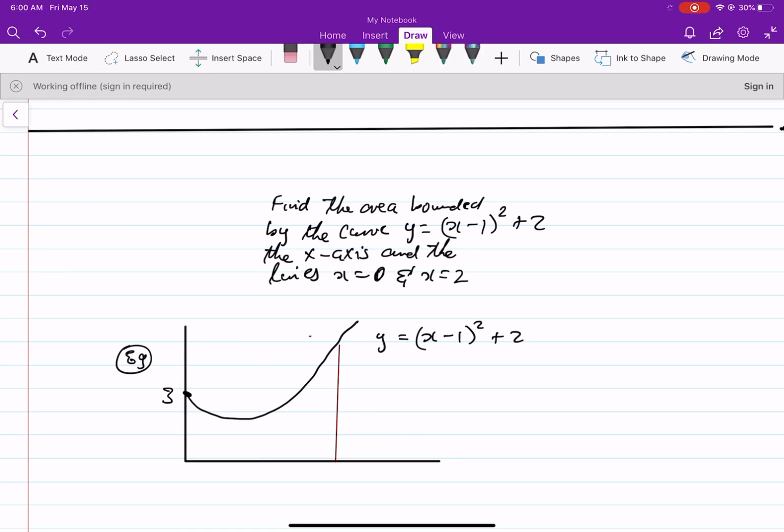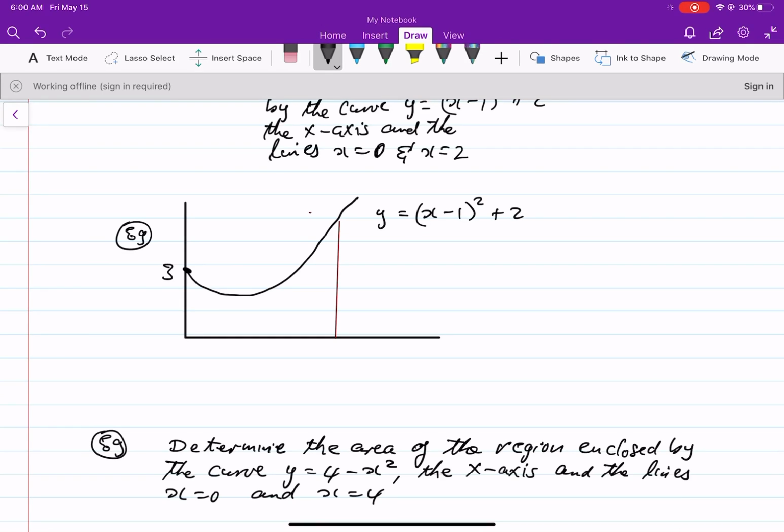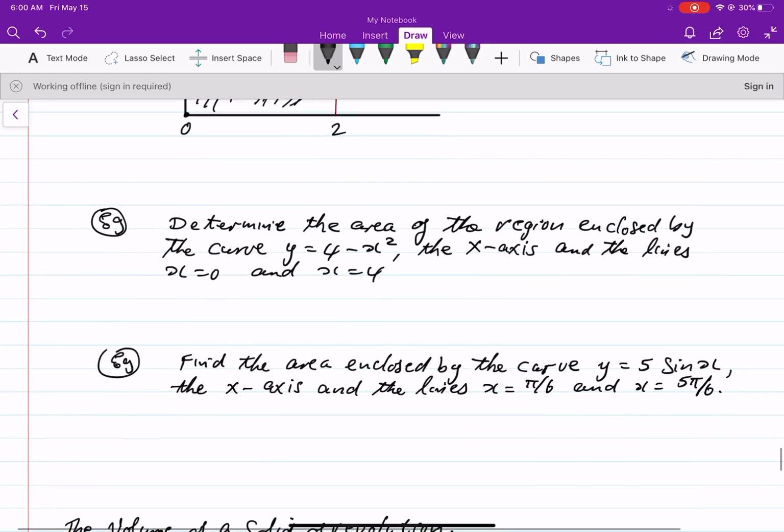Let's find the area bounded by the curve y is equal to x minus 1 all squared plus 2, between x equals 0 and x equals 2. So this would be x equals 0 there and x equals 2 there. They're talking about that region. How do you find that area? By integration again.